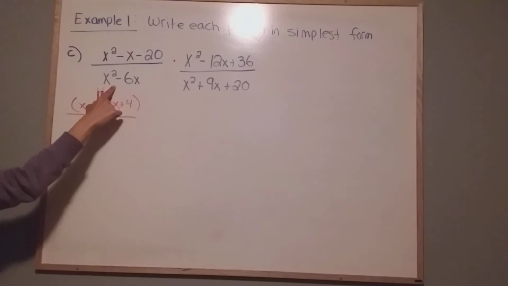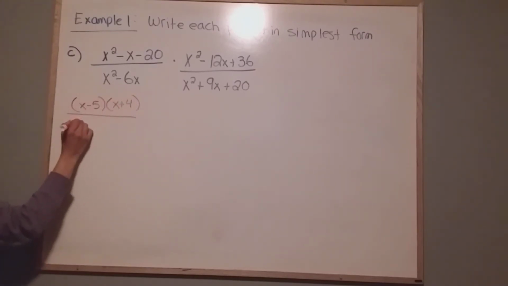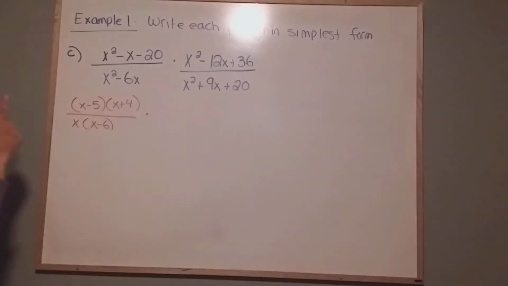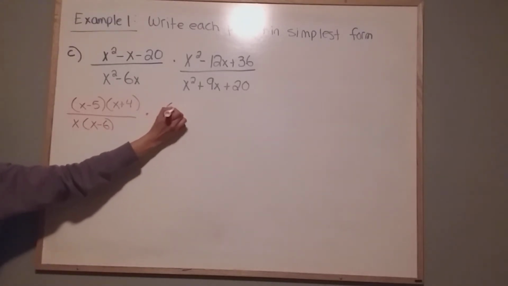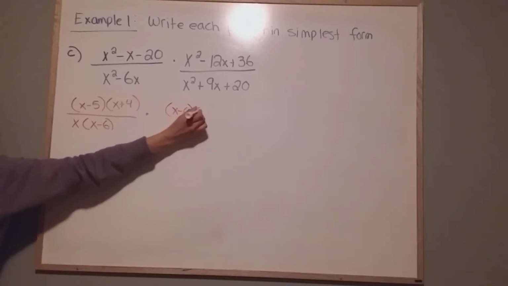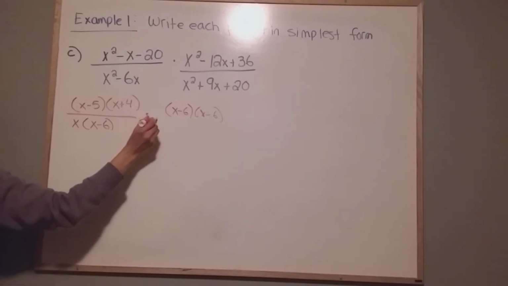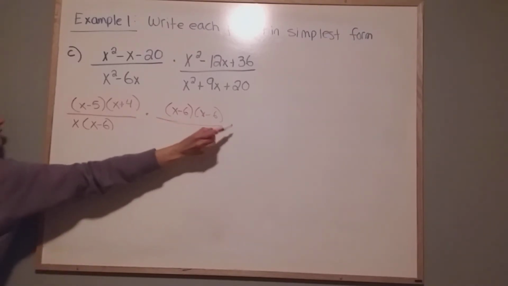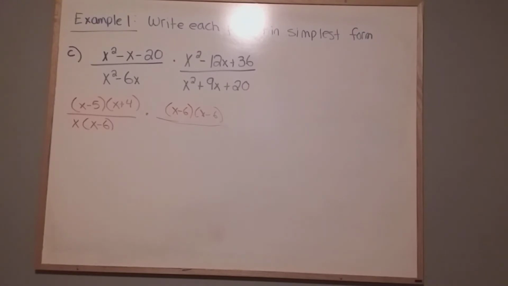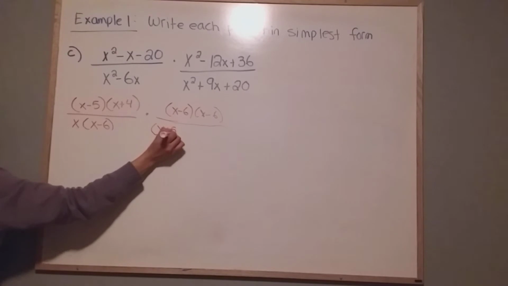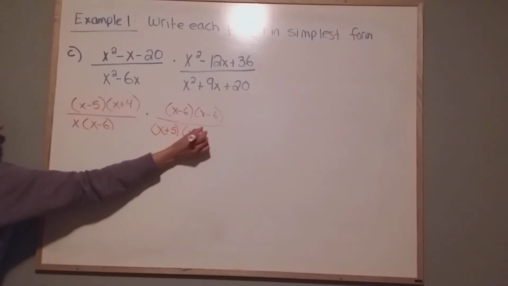On the bottom here, I can only take out a GCF of x, and I'm left with x minus 6. You times that. If I look at the other side, two numbers I multiply to give me positive 36 and add to give me negative 12 is x minus 6 and x minus 6. This whole thing is over. And two numbers I multiply to give me 20 and add to give me 9 are x plus 5 and x plus 4.